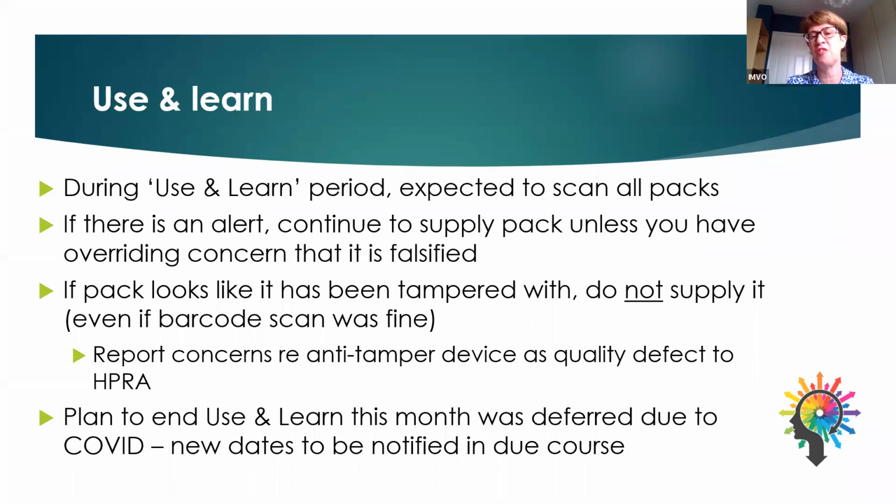And the difficulty was, first of all, because the first scan hadn't decommissioned the pack, the second scan then came up fine, whereas had the first scan been done in Romania, the second scan would have picked up that the pack had already been decommissioned elsewhere. But interestingly, it was the anti-tamper device check that revealed that the pack was falsified. So it is both things. It's the scan and the anti-tamper device check.